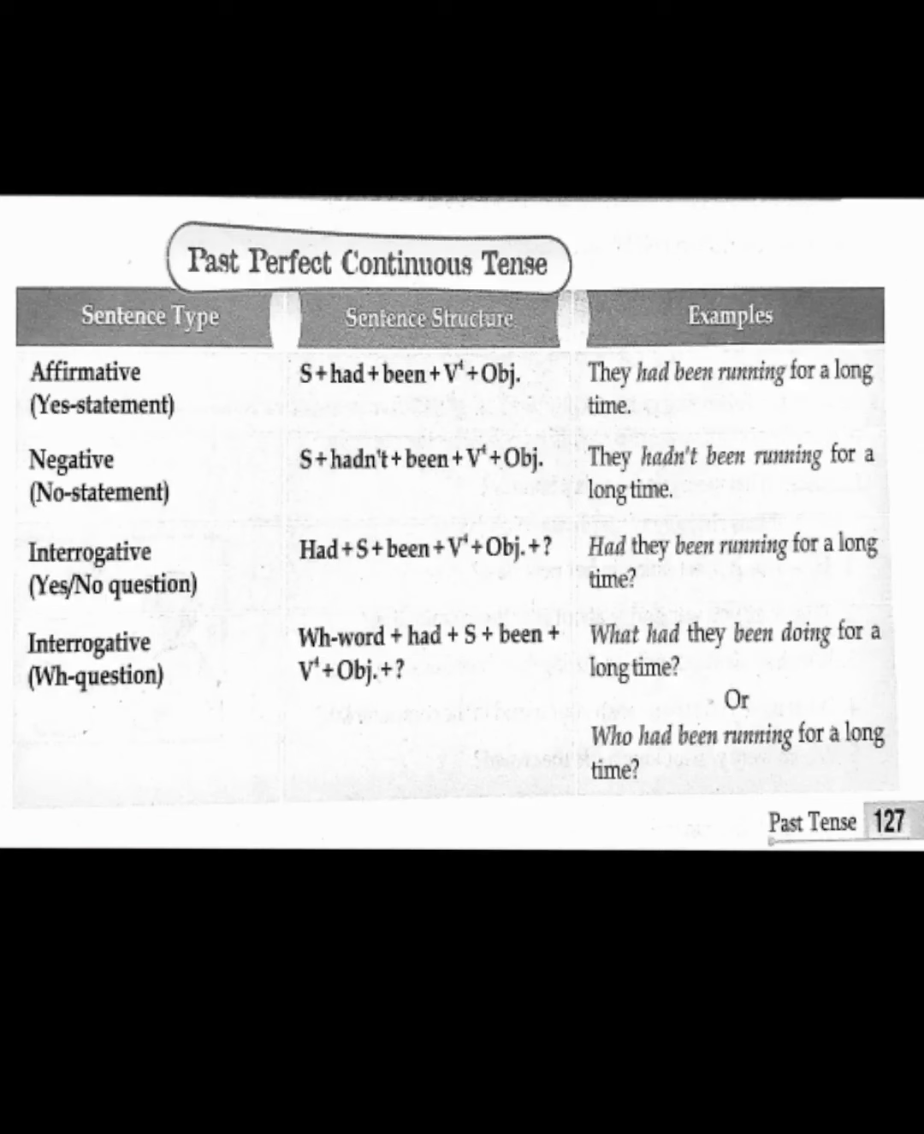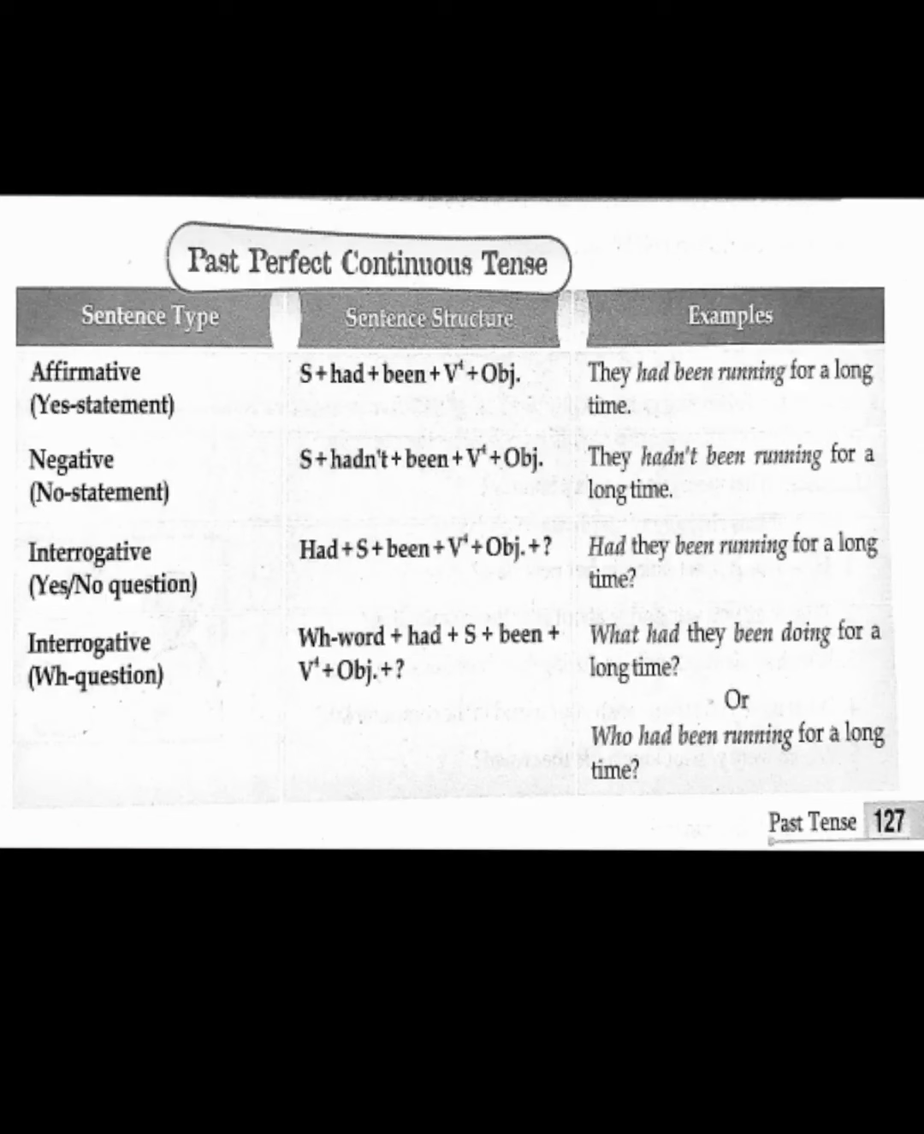Now let's see the interrogative case. Let's see the structure: had plus subject plus been plus verb fourth form plus object plus question mark. So here had will take the first position. Had they been running for a long time? Question mark. Are you understanding? We are just changing the position of the helping verb. Had they been running for a long time? Question mark.